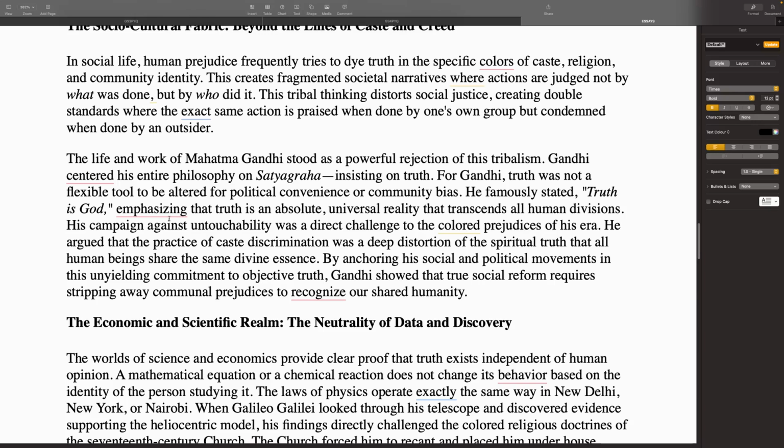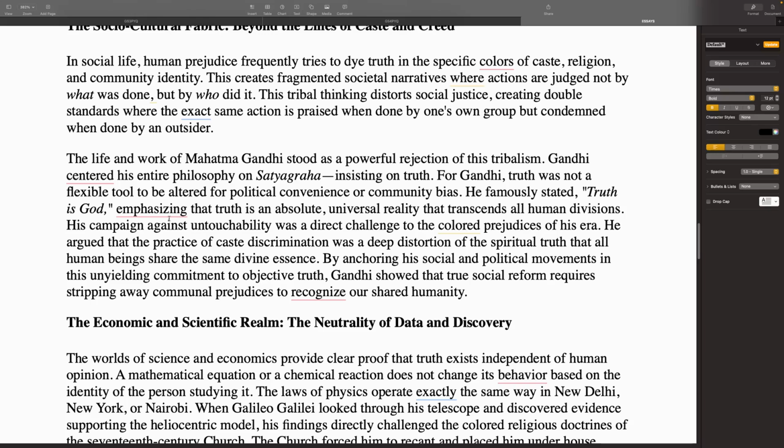The life and work of Gandhi stood as a powerful rejection of this tribalism. Gandhi centered his entire philosophy on satyagraha, insisting on truth. For Gandhi, truth was not a flexible tool to be altered for political convenience or community bias. He famously stated, "Truth is God," emphasizing that truth is an absolute, universal reality that transcends all human divisions. His campaign against untouchability was a direct challenge to the color prejudices of his era.